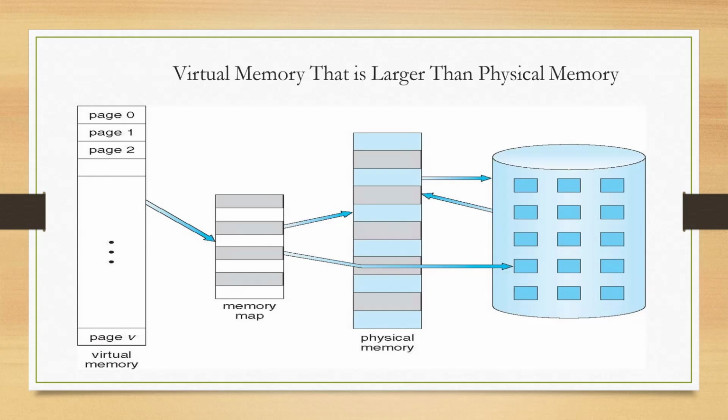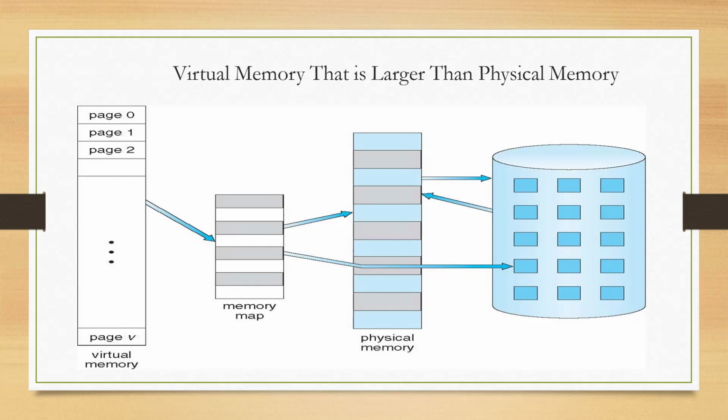Suppose the program tries to access a page that is not currently in memory. That is called a page fault. So the operating system pauses the current execution of the program and loads the required page from the disk into RAM. RAM is called main memory. Then it resumes the program from where it left off. This is the concept of demand paging.